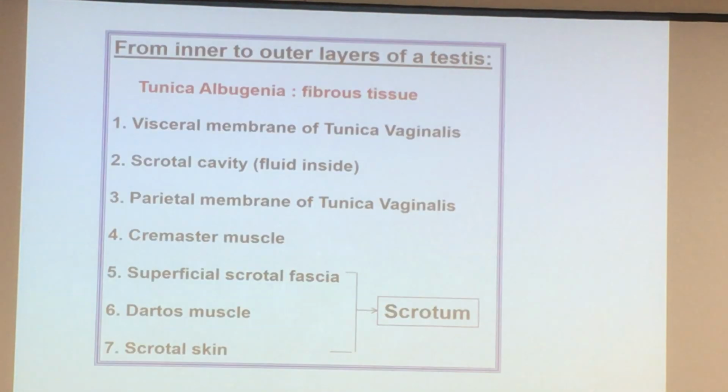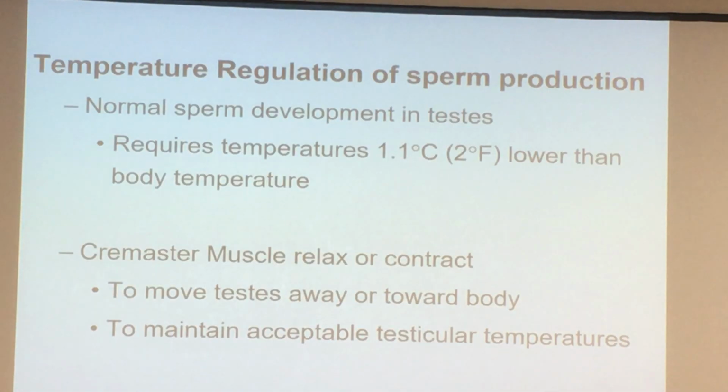Why is it important? Let me jump quickly. Sperm production: normal sperm production requires a temperature about 2 degrees lower than body temperature. So if inside is too hot, the testes should drop down a little bit. The cremaster muscle can adjust this. It can maintain an acceptable temperature for the sperm to grow.